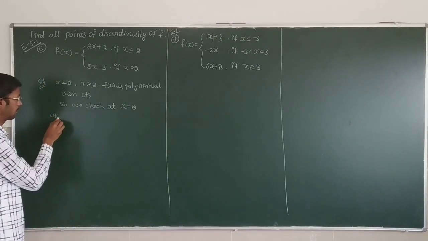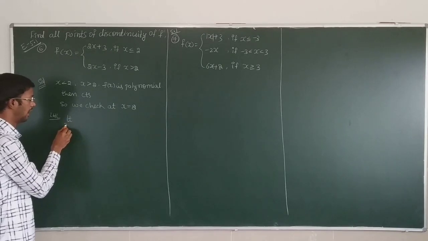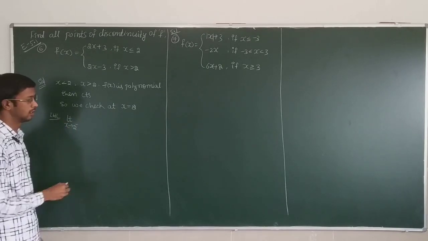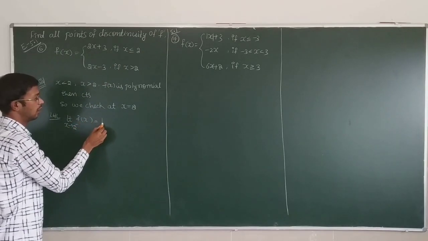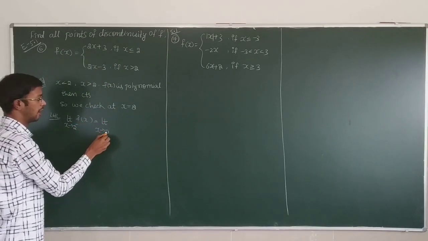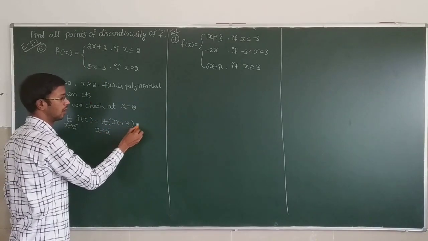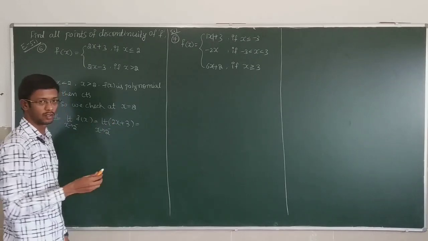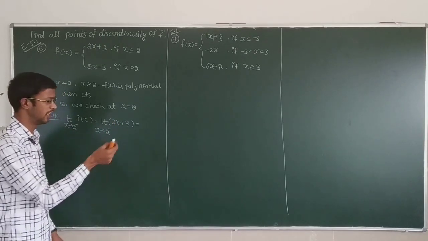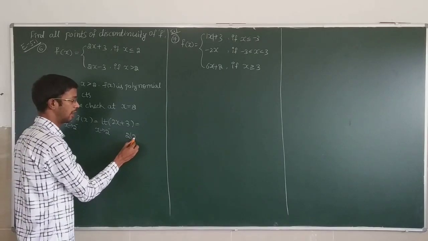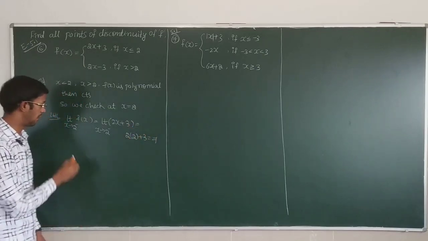LHL part. LHL is the limit as x tends to 2 minus, less than 2. What is the f of x value? Less than 2 is there, so f of x value is 2x plus 3. Here x is 2 minus h, h tends to 0, a very small value. So directly I am writing 4 plus 3 is 7.